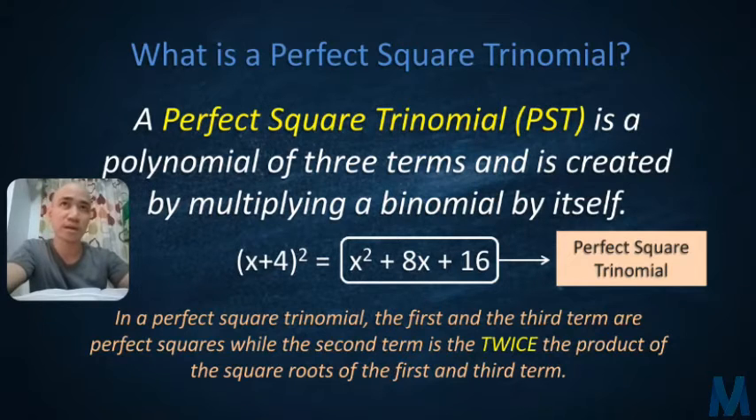8x, it is twice the product of the square roots of the first term and the third term. So try takwa ang square roots ng x squared. Di ba x? Ang square roots ng 16, di ba 4? Oo. So we're going to multiply that 4 times x, 4x. Then you multiply it twice or multiply it by 2. Correct? 8x. Okay? So muna sa ginatawag nga perfect square trinomial.